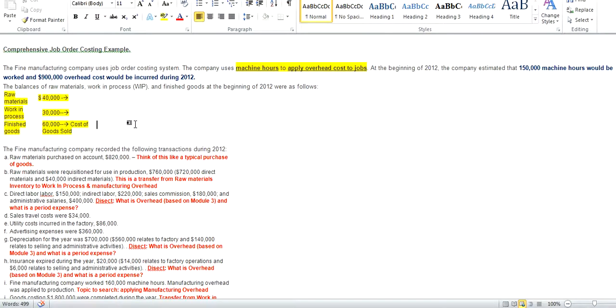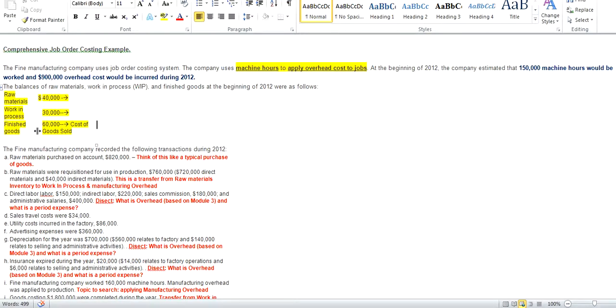In a manufacturing environment, you don't have that one-line inventory account on the balance sheet like you do in retail or merchandising. You're going to have it broken out by the various stages of production. Remember, the first stage, raw materials: we bought the raw materials and they're waiting to be put into production. Second stage, work in process: we've moved them from raw materials and put them into production. Third stage, finished goods: we had them in production and we moved them to finished goods, and then in order to remove them as an asset.